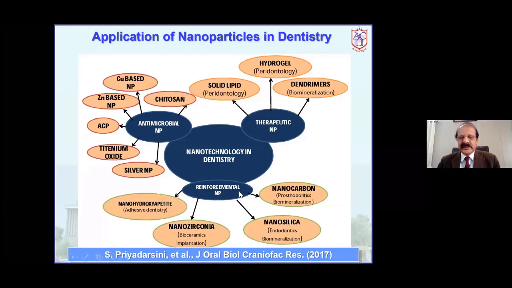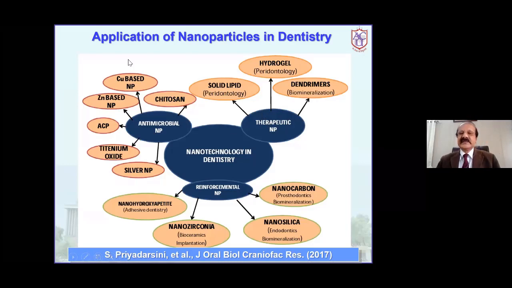Then we have nanocarbon under reinforcement nanoparticles. Nanocarbon nanoparticles are commonly used in prosthodontics and biomineralization. We have therapeutic applications like solid lipid, periodontology, then hydrogel, again in periodontology, and dendrimers, biomineralization. Then we have a variety of nanoparticles being used in antimicrobial applications like chitosan, copper-based nanoparticles, zinc-based. I'm going to speak on this, zinc oxide. Then ACP. This is amorphous calcium phosphate, and titanium oxide and silver nanoparticles. So these are the commonly used nanoparticles in dentistry.